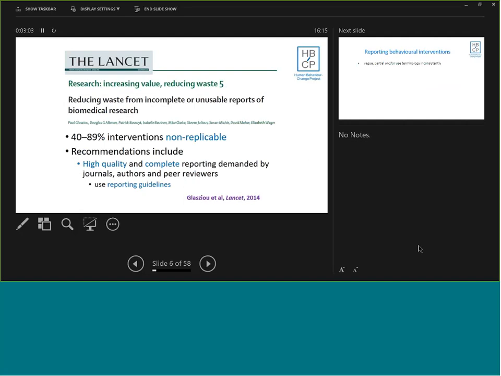I don't know if you're familiar with this series of the Lancet on reducing waste, headed by Paul Glasziou, Douglas Altman and other people. There was a series of about 5 or 6 articles. I highly recommend it. But a couple of the observations: 40 to 89% of interventions were judged to be non-replicable. I mean, we do not have a viable science if we can't replicate studies. And recommendations from the series included, there were many, many recommendations, but one was high quality and complete reporting for journals, authors and peer reviewers, and to use reporting guidelines.